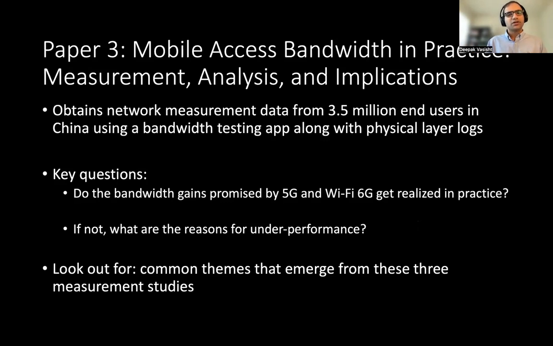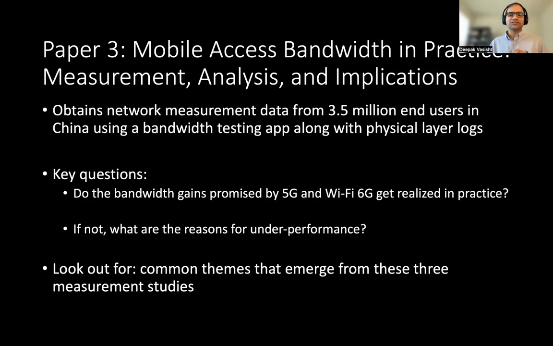The third paper is called Mobile Access Bandwidth in Practice, Measurement Analysis and Implications. So this paper studies the bandwidth that users experience in practical deployments. So remember, like in the beginning of this talk, I said that, hey, 5G is going to get you 1 gigabits per second. So this paper asks, do users actually get 1 gigabits per second in practice? And if not, what are the reasons for this underperformance?